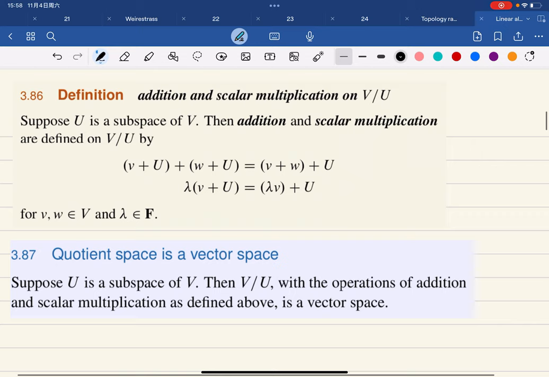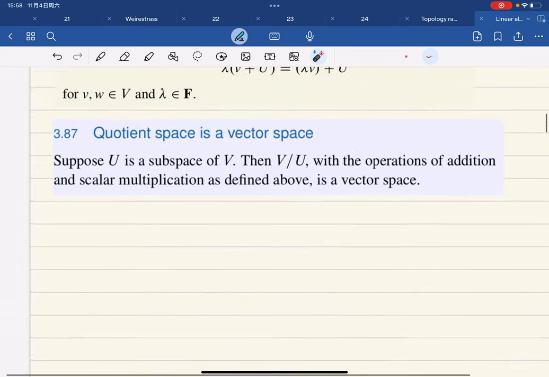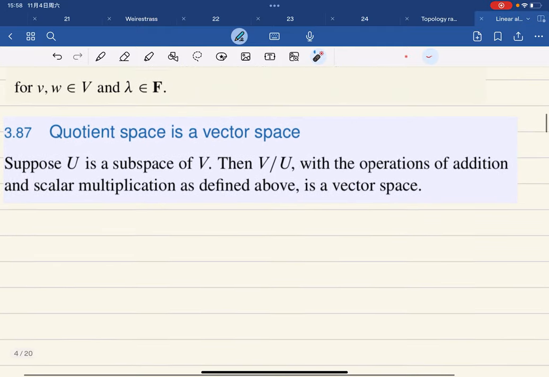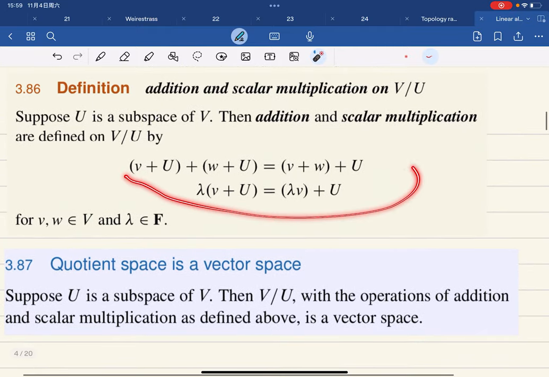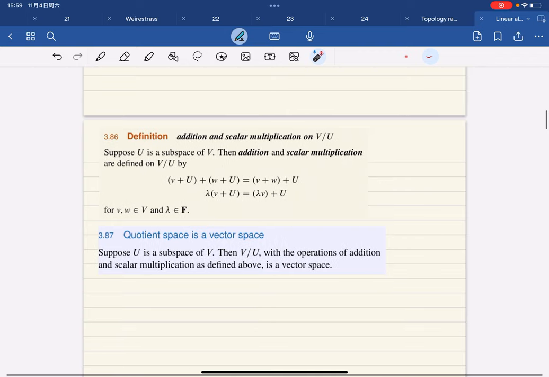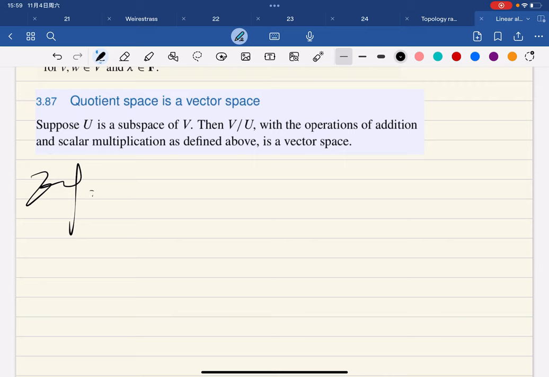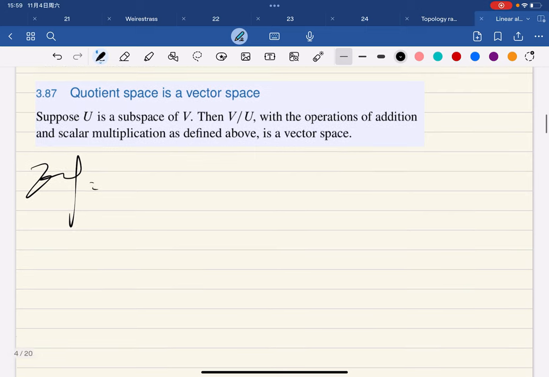Okay. Now we can define the addition and scalar multiplication on the quotient space. We define their sum to be this set, and the scalar multiplication is this set, and we're going to show that with these definitions, this is a vector space with the multiplication and addition defined above. But before we prove it's a vector space, we have to show that the definition is well defined.